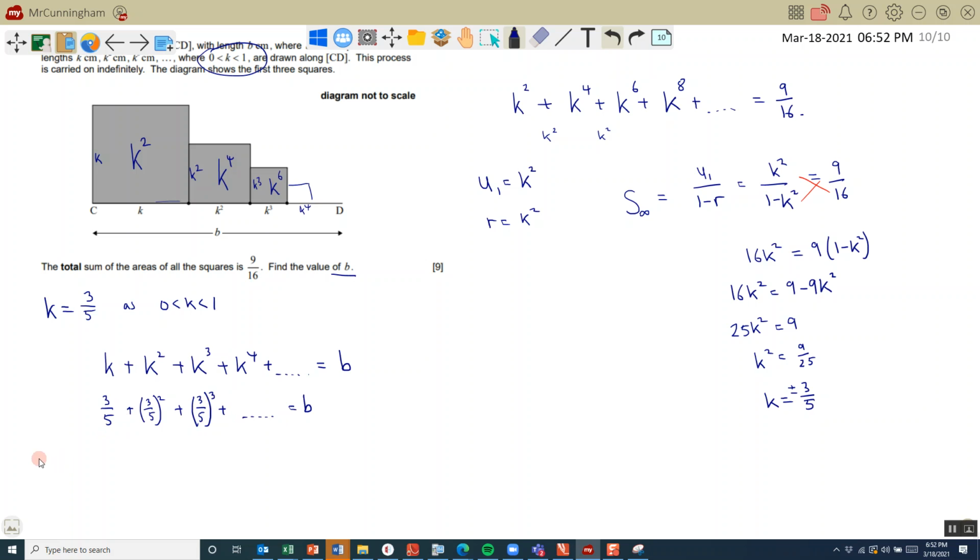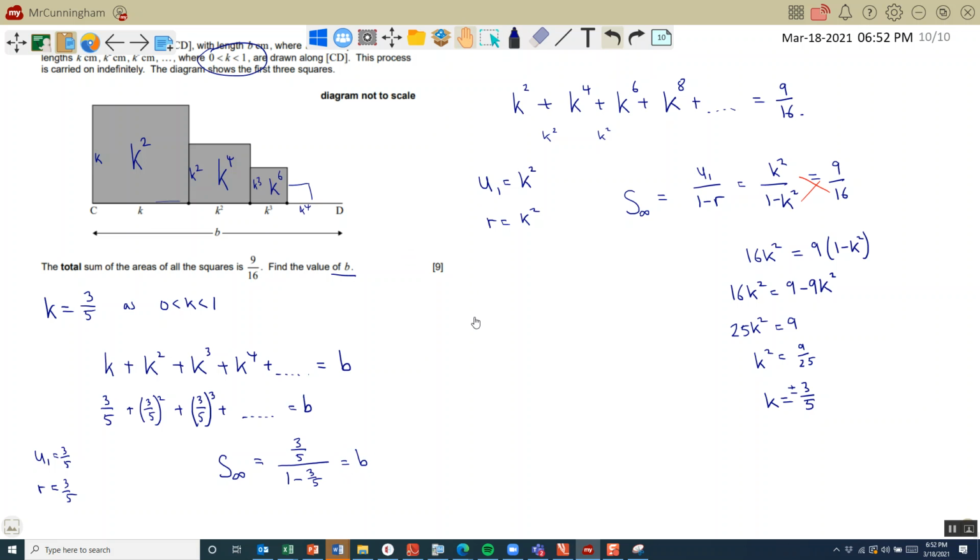It's a geometric sequence with first term 3/5, common ratio 3/5, because 3/5 times 3/5 gives me 3/5 squared. 3/5 squared times 3/5 is 3/5 cubed. And I want to sum these up indefinitely, because when I do, it's going to equal b. So using the formula again, I've got it up here. So u1 is 3/5 divided by 1 minus 3/5, and this is equal to b.